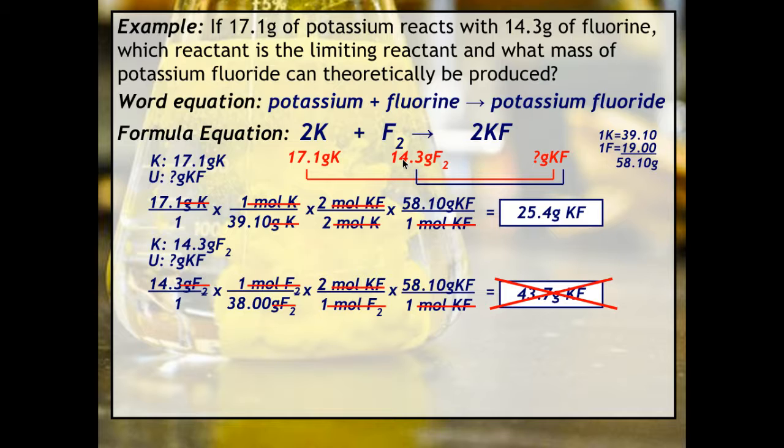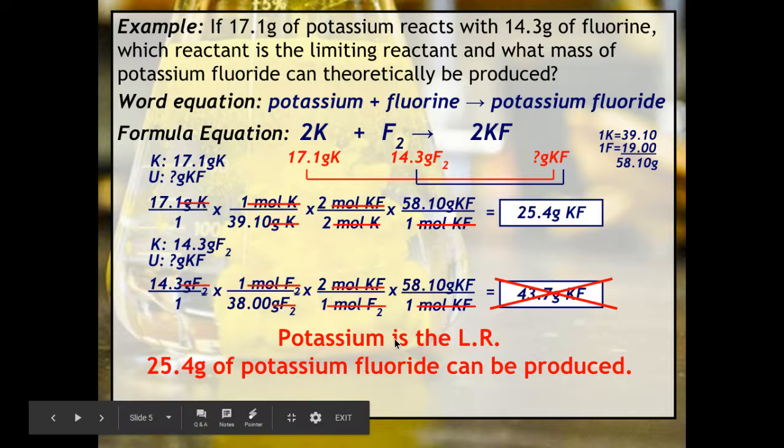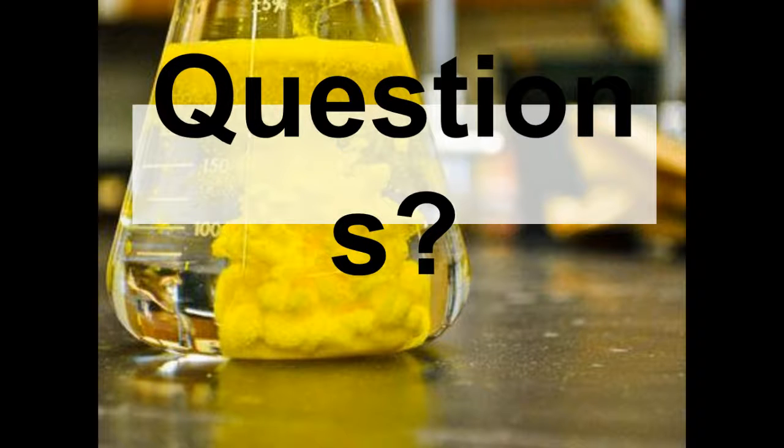Notice how I actually had less fluorine here, but it produced more. So it's not about how much you have of something. You actually have to convert it into the product, doing mass to mole, mole to mass conversions to figure out how much product you will actually produce. So like I said, potassium is the limiting reactant, and 25.4 grams of potassium fluoride, our product, our cupcakes, can be produced. Let's go ahead and start the worksheet.